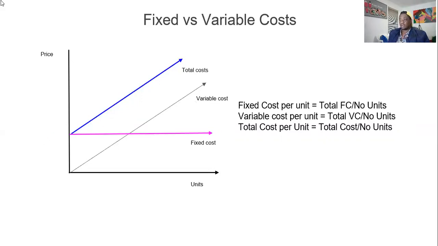And what I didn't present here is the cost per unit. I would have done so if I had the numbers, but you can already see here that fixed cost per unit reduces as you increase the units, because you keep dividing the same number by a bigger number.